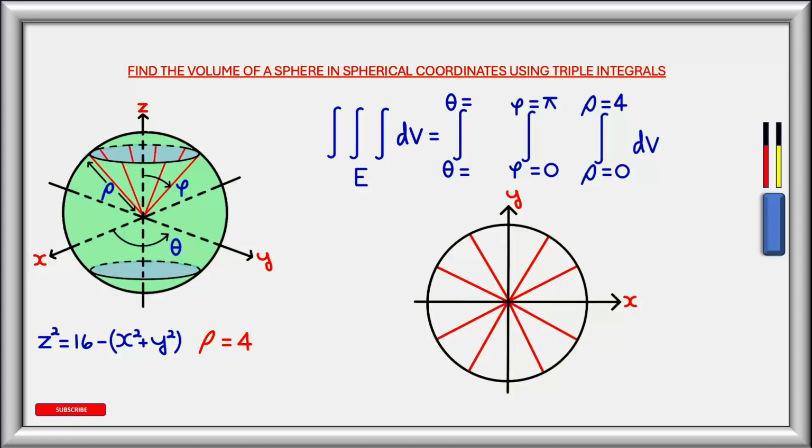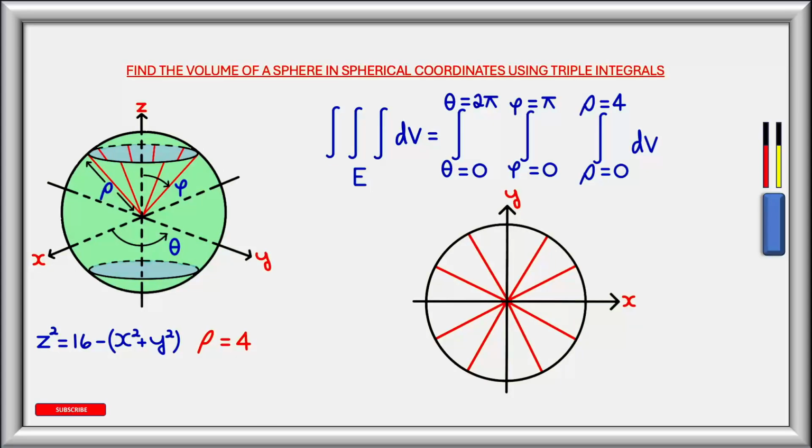So in our case, theta begins at 0 and goes full circle, which equates to 2 pi radians or 360 degrees. So the lower limit of integration for theta is 0 and the upper limit is 2 pi radians. So we've finished defining our region using the limits of integration. Let's now unpack what we're integrating.